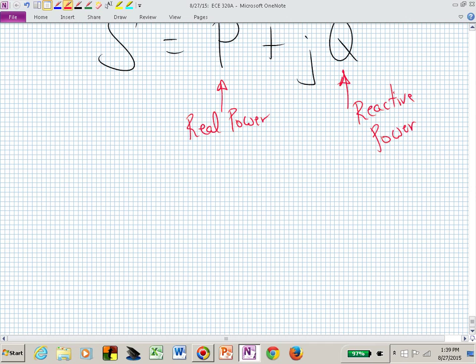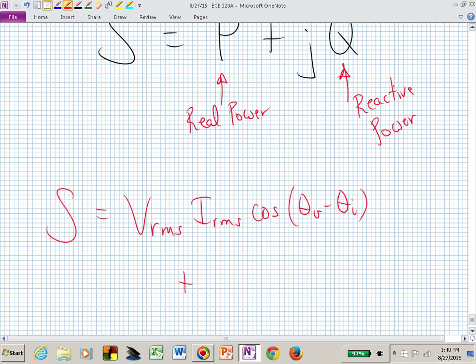Now, if we plug in our formulas, what does that look like? S is now V RMS, I RMS. What was P? It was that scaled by the cosine of theta sub V minus theta sub I, wasn't it? And Q, let's say, is plus j, and now let's say that's V RMS, I RMS. How did we define Q? Sine.